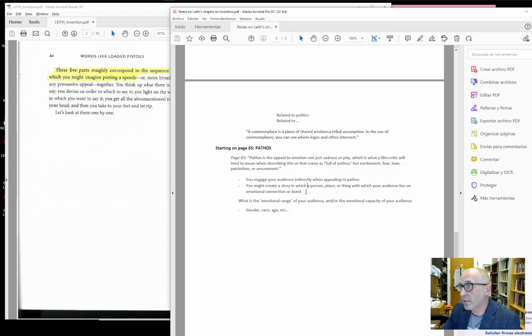I think I'll just leave it at that. The way you get to pathos, the way you get an audience to basically supply an emotional connection as a way of supporting your argument for you, is by creating an indirect scenario in which their investments in something or person or place become engaged.